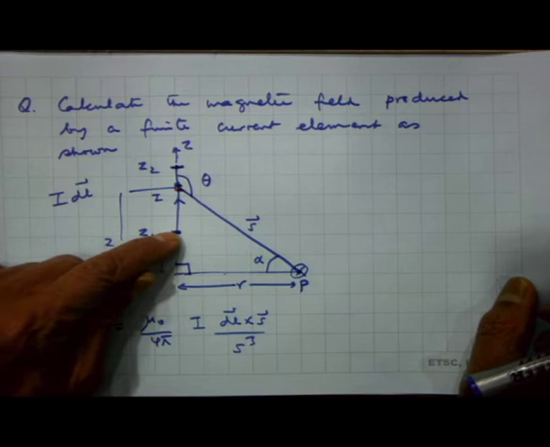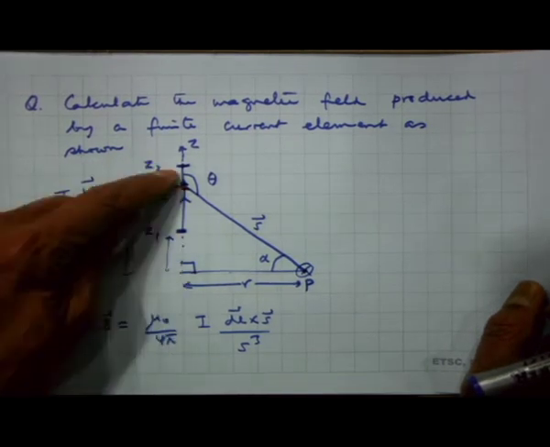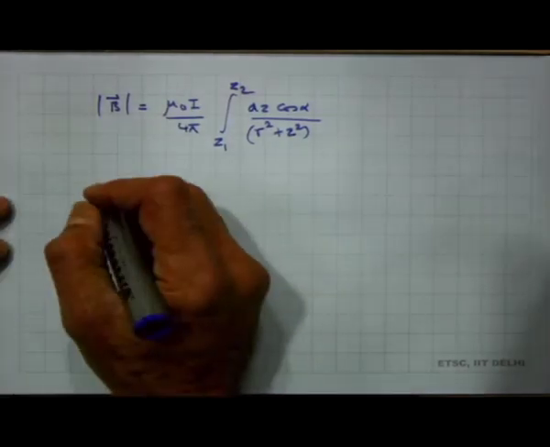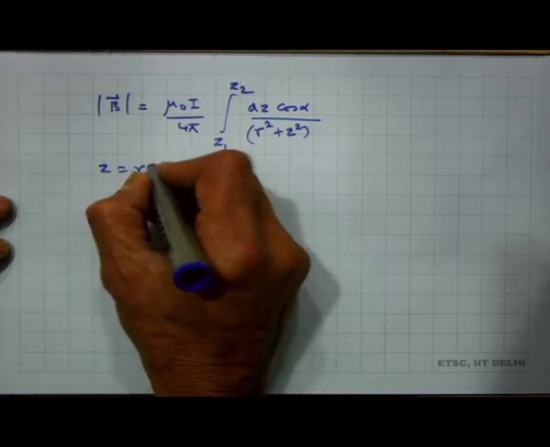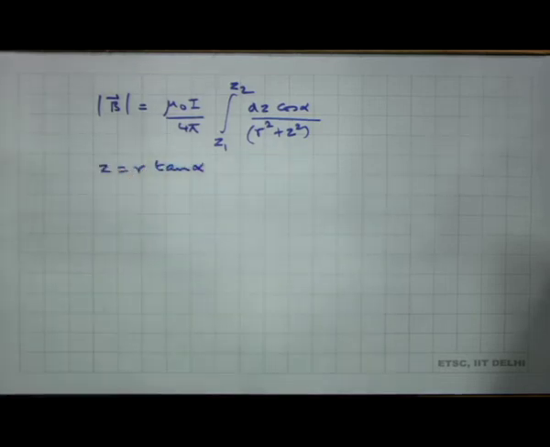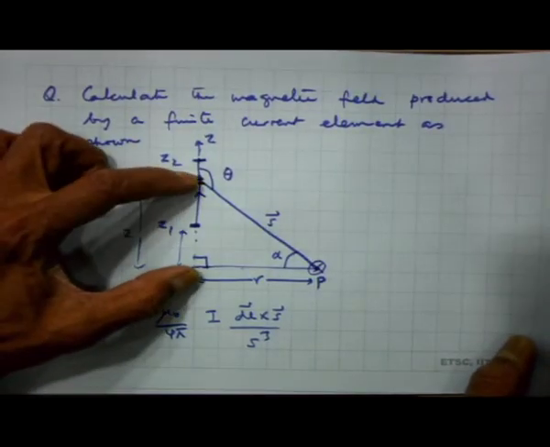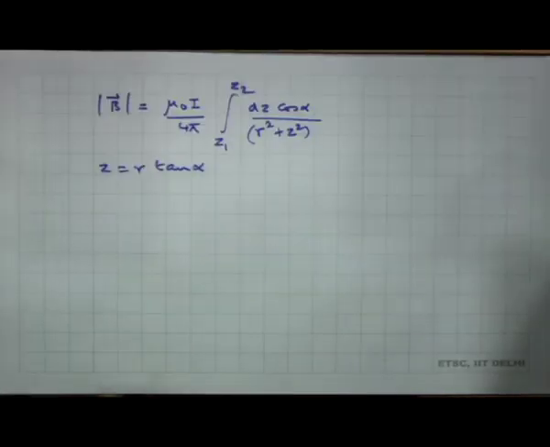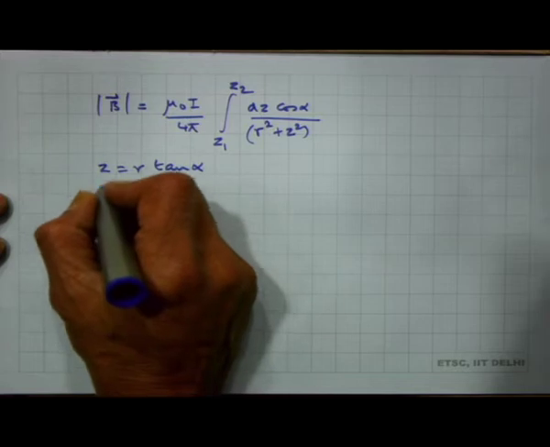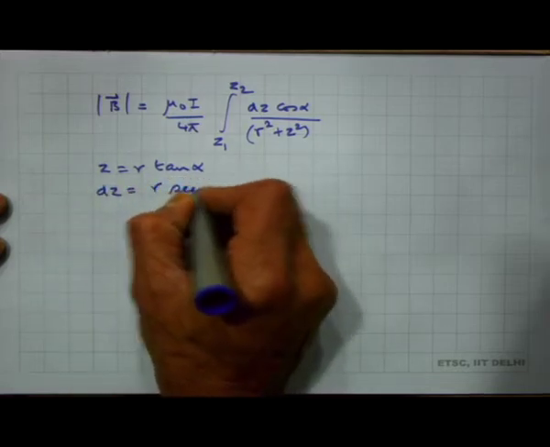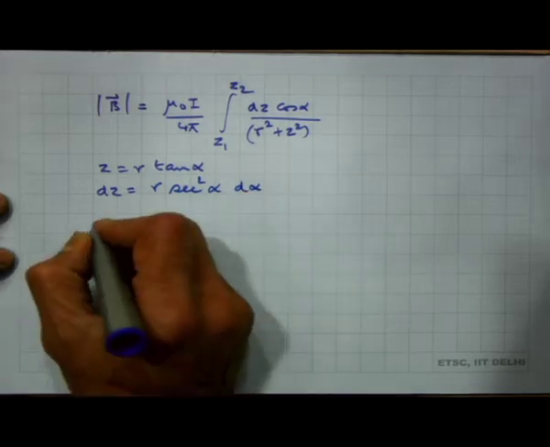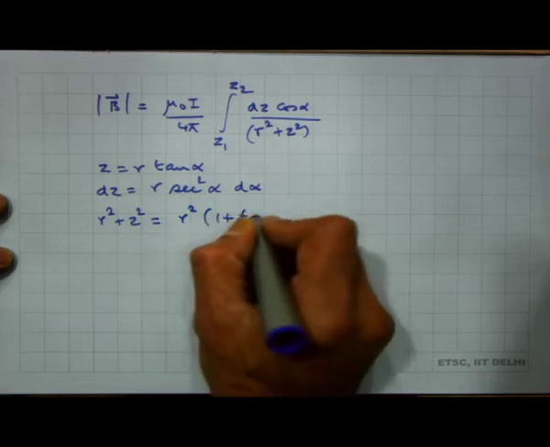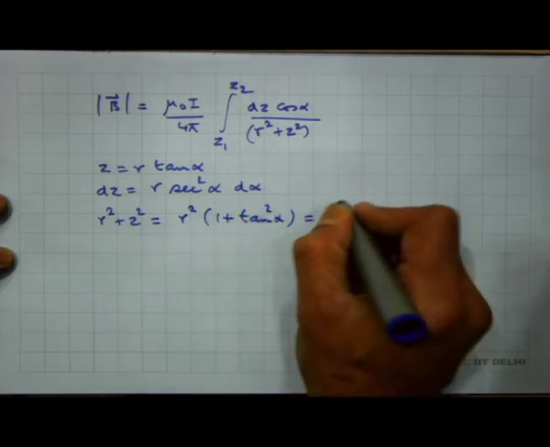Z1 is the coordinate of the bottom point of this element, Z2 is the top coordinate. So, from Z1 to Z2 if I integrate, I will get this. Now, I can use a small change of variables. If I write Z is equal to r tan alpha, you can see here Z is this distance, r is this distance, alpha is this angle. So, Z by r is tan alpha. So, Z is equal to r tan alpha, and dz will be equal to r secant square alpha d alpha, and r square plus z square is nothing but r square into 1 plus tan square alpha, which is equal to r square secant square alpha.